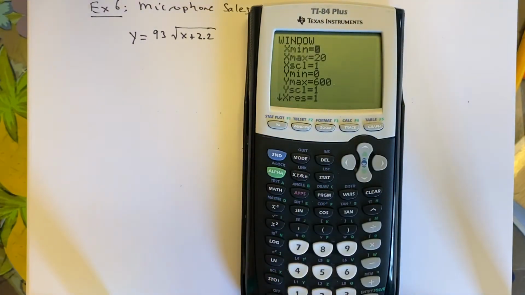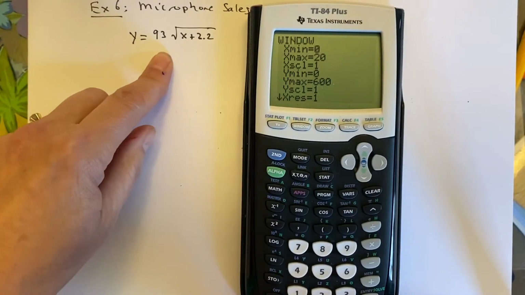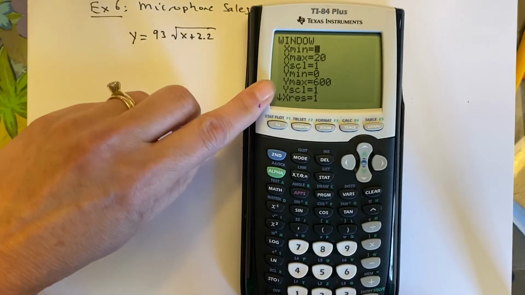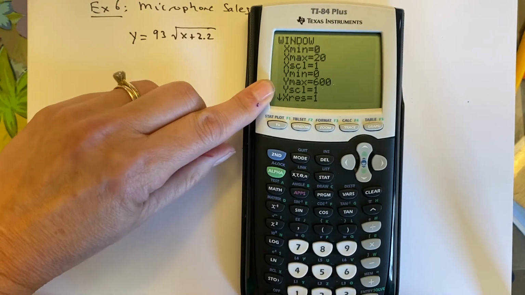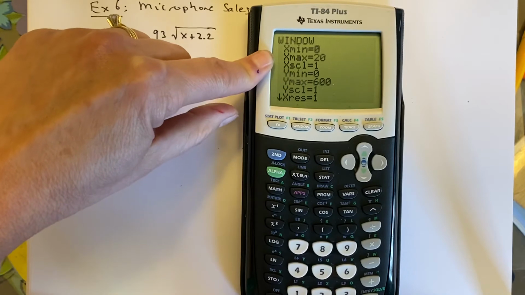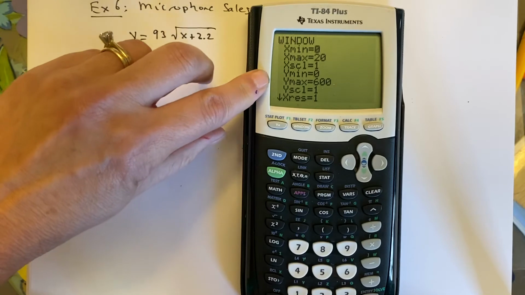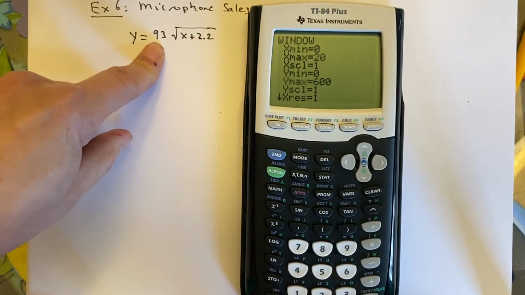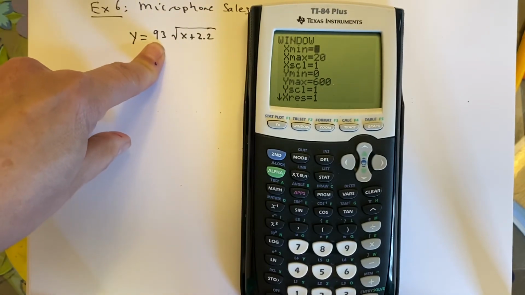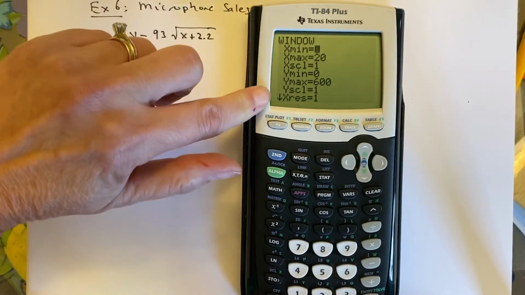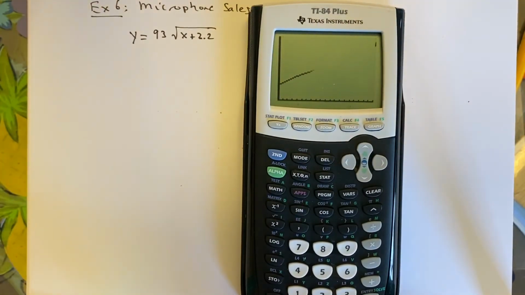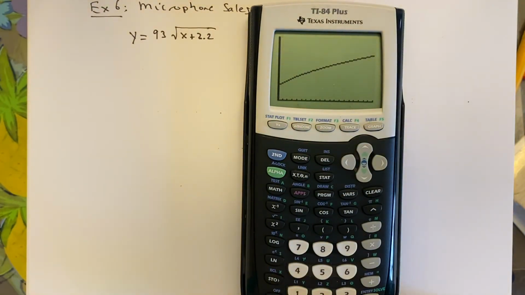Okay, I've entered that in, and I am going to show you my window. By the way, this is the window I defined if you want to get that graph, and that is because I looked at the fact that it's multiplied by 93. So you're going to have a lot of y values for the inputted x values. I put my x from 0 to 20 because there's not going to be any negative values on the x side. I put my y from 0 to 600 because everything's multiplied by 93, so it's going to go up very fast. So having shown you my window, I'm going to graph. And there's my graph of that function. You can see it's a beautiful square root function.